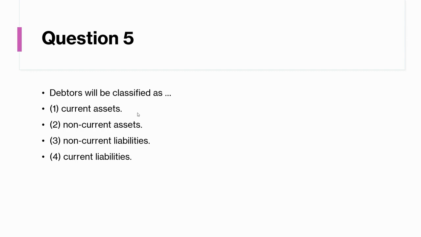Debtors are classified as current assets because these are people that are owing money, and we said assets are the resources that are controlled by the entity as a result of past events, from which future economic benefits are expected to flow into the entity. Because you're expecting to get money from these people, these are definitely assets and they are current.